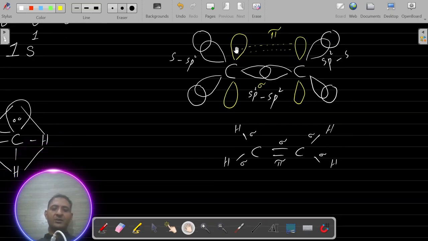So it is sp2 hybridization. Now you can notice this carbon is connected with three things: one hydrogen, a second hydrogen, and this carbon.